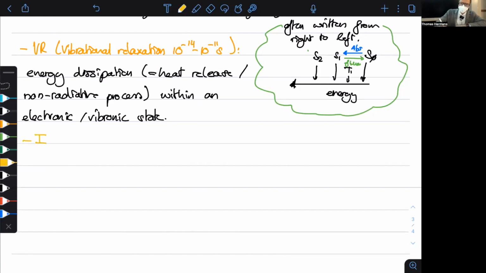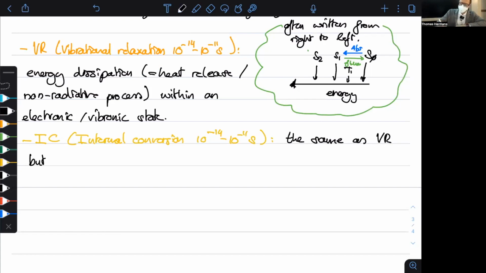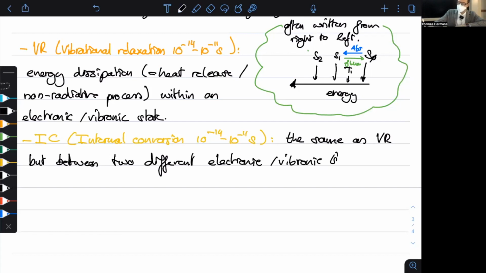Then we have internal conversion, which is the same time scale, 10 to the minus 14 to 10 to the minus 11 seconds, which is the same as vibrational relaxation, but between two different electronic or vibronic states of the same multiplicity. Okay.